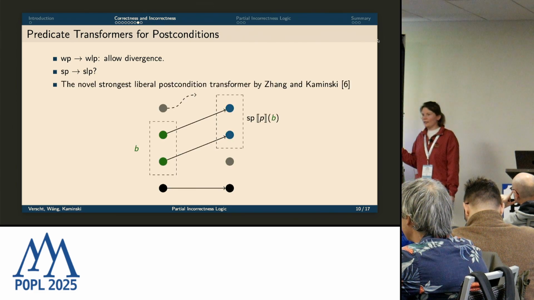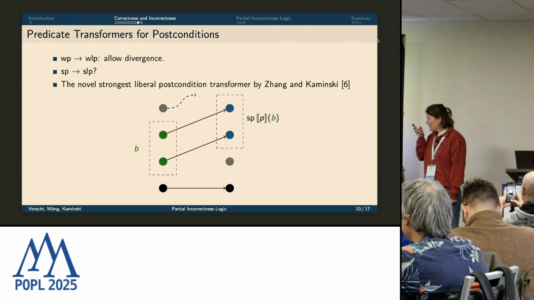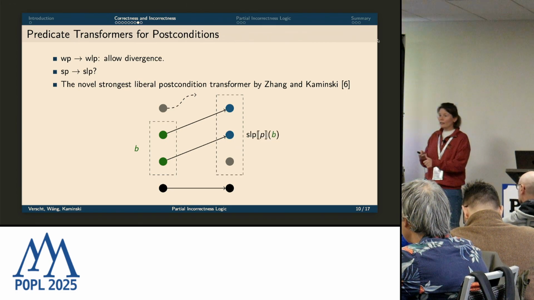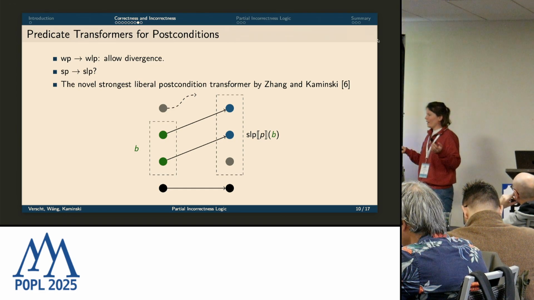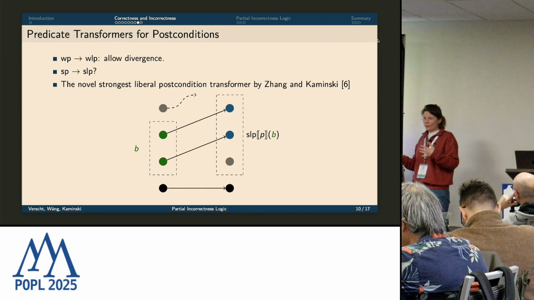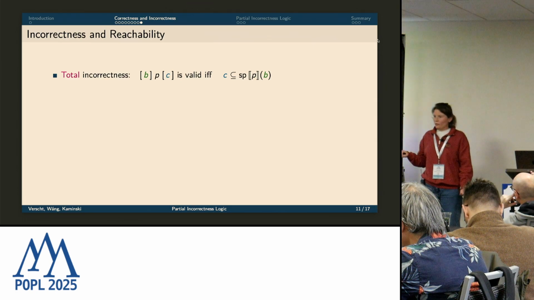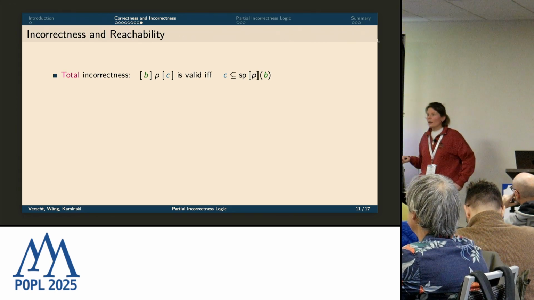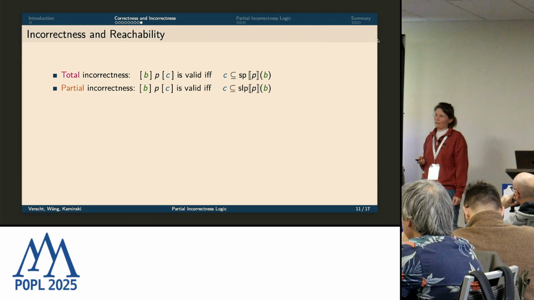And this was exactly captured by the strongest liberal postcondition transformer, which was introduced by Wáng and Kaminski. What this computes is the set of final states that are either unreachable or reachable by the precondition. So in other words, we say it's okay if a state is unreachable, but if it is reachable, then it must be so from the precondition. So this is very dual to this weakest liberal precondition idea. Okay, and then, as I said before, we can characterize total or standard incorrectness logic as an under-approximation of the strongest post and get partial incorrectness by under-approximating this liberal variant.